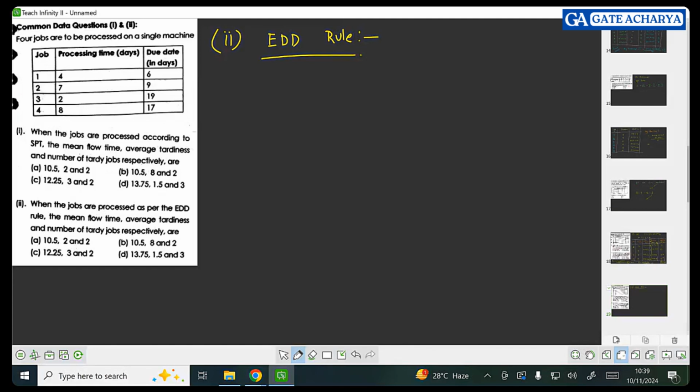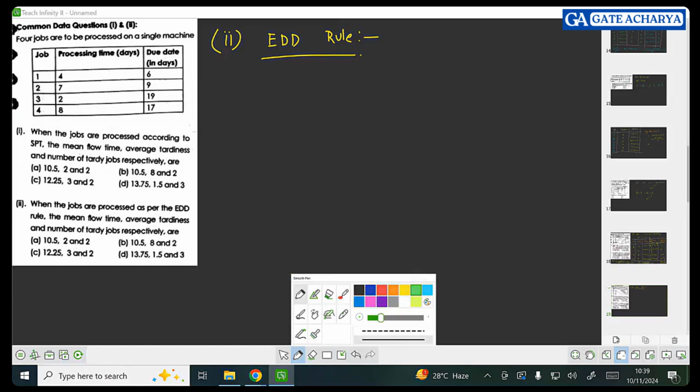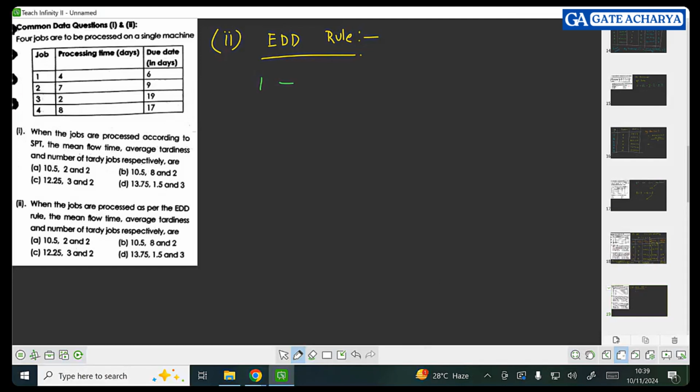EDD rule, right? Now from the EDD rule, earliest due date. EDD means earliest due date. Which one is earliest? First job only, no? First job only, due days is only 6 days, right? So first job, next is second job, next is fourth job, and then third job. Is it okay, everybody? Lowest due date to the maximum due date. Finished now? You done? Well done.